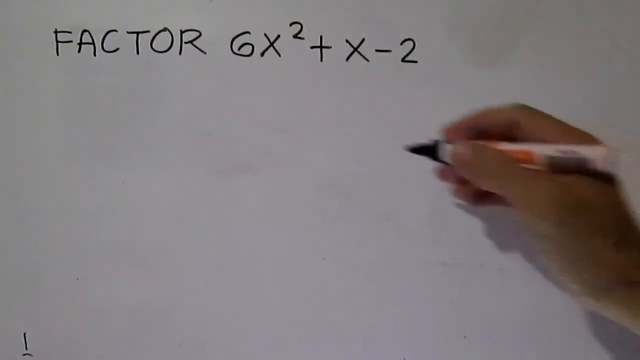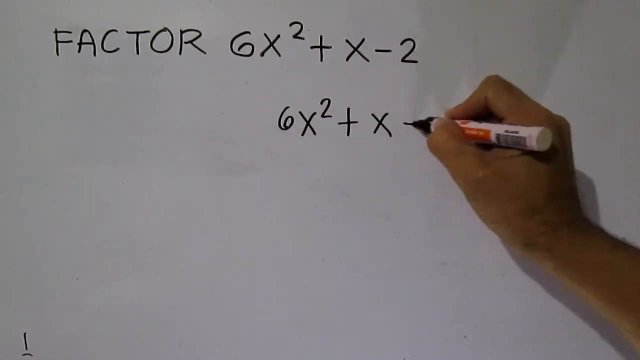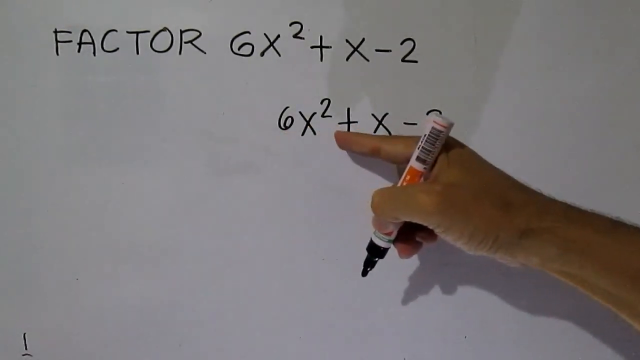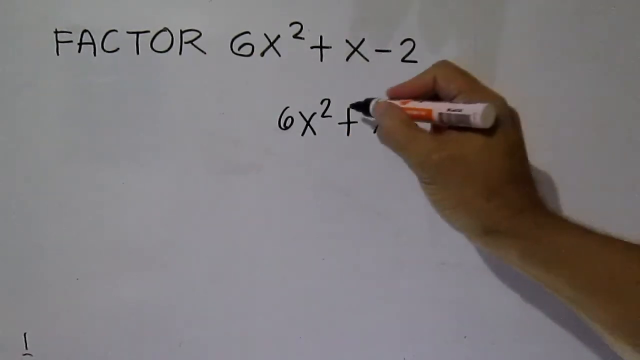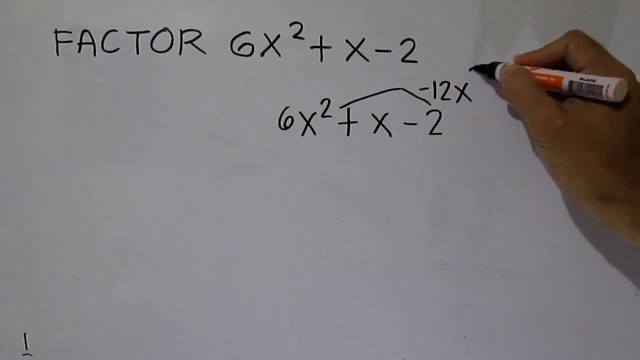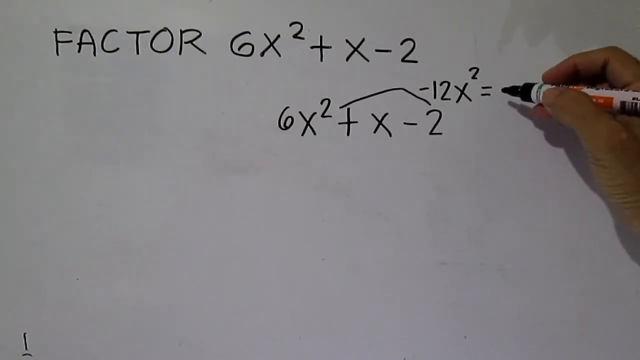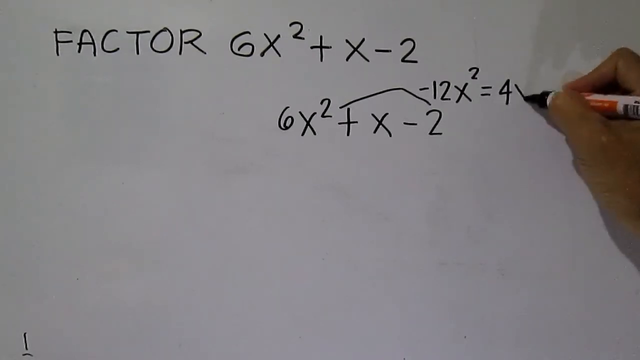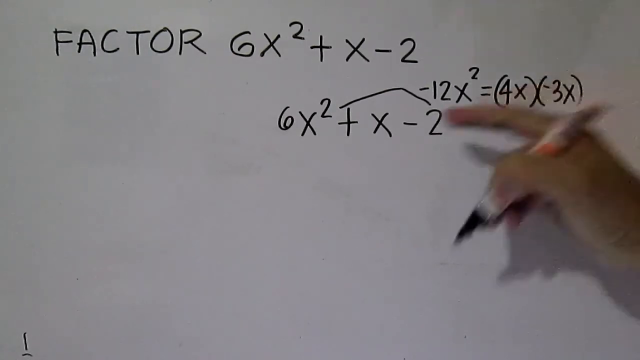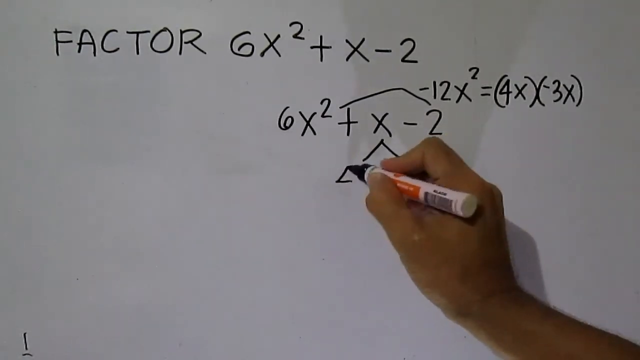Factor 6x squared plus x minus 2. To factor 6x squared plus x minus 2, multiply the leading term and the third term. 6x squared times negative 2 is negative 12x squared. Find two factors that will give you a product of negative 12x squared and a sum of x. We have 4x and negative 3x. 4x plus negative 3x is x. Split x. This is 4x and minus 3x.